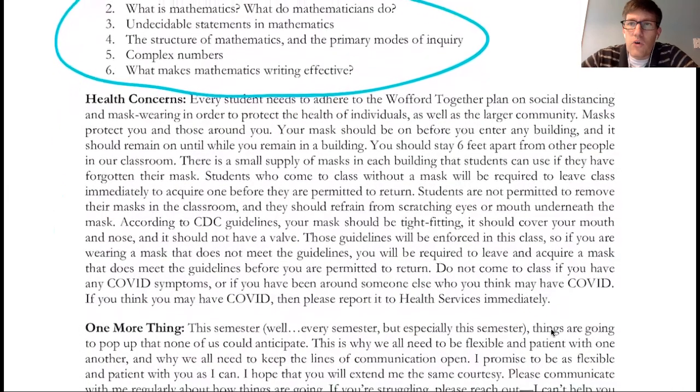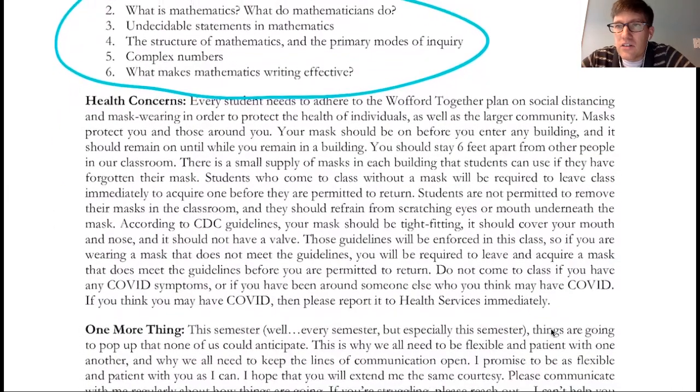All right, this is super important. It's health concerns, right? We've got to talk about this during this semester. Every student, every member of the Wofford community, needs to adhere to the Wofford Together plan. I will be doing the same. So masks are important and you need to wear them. You need to read this carefully later on, but it's important enough that I will read it out loud, okay?